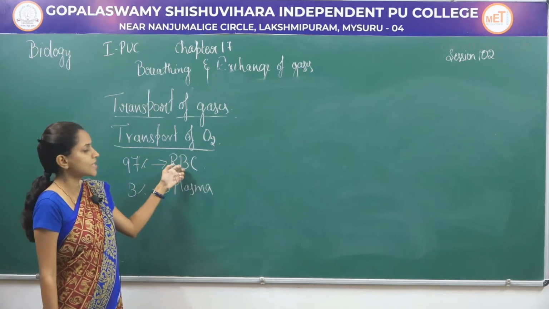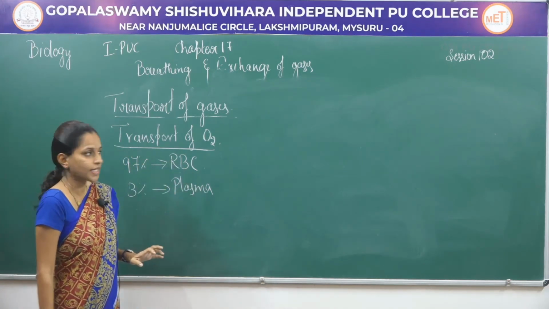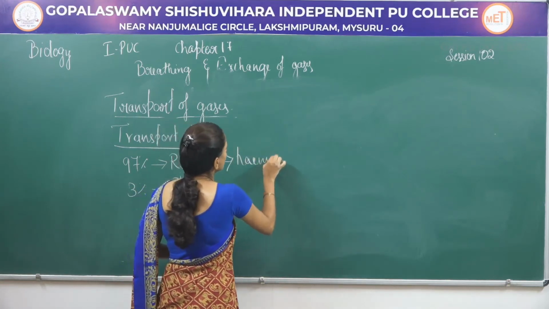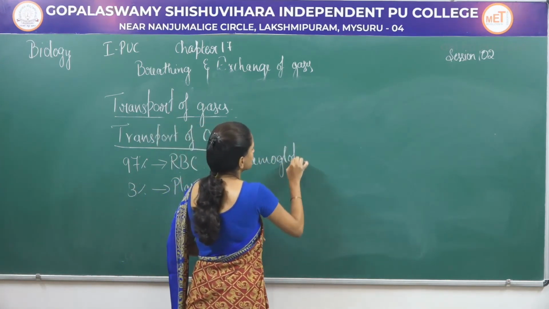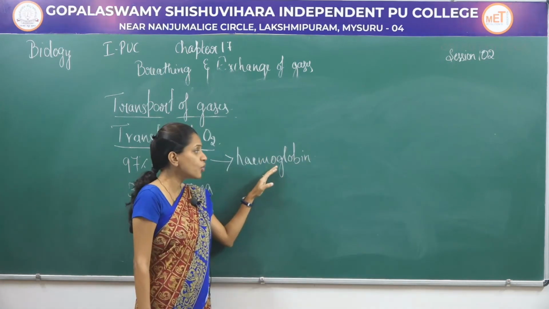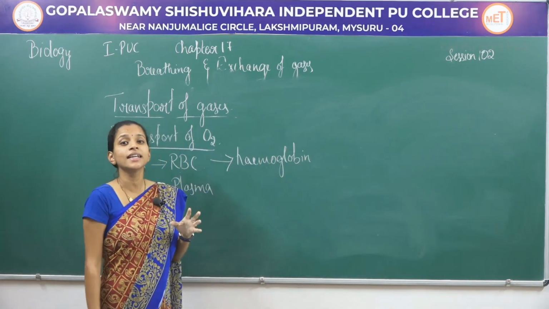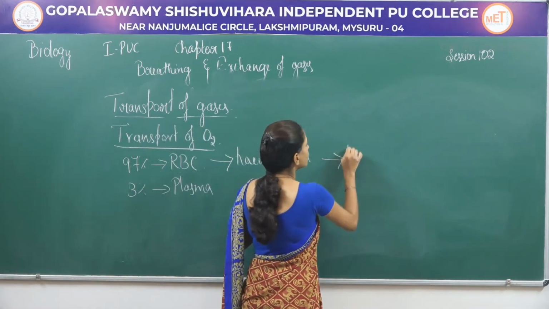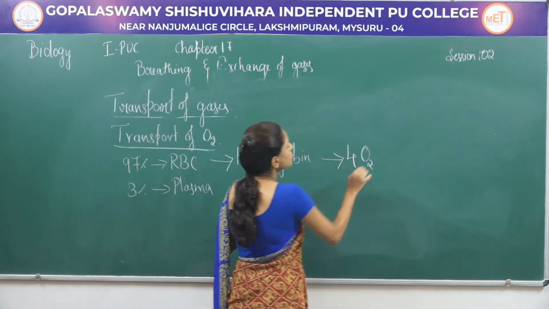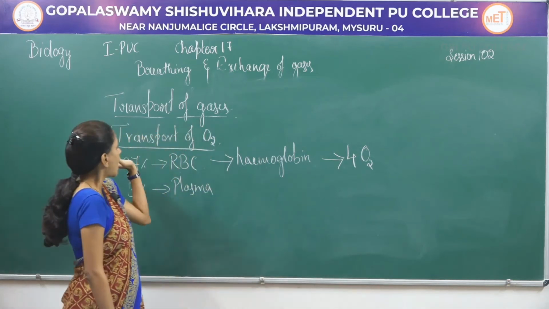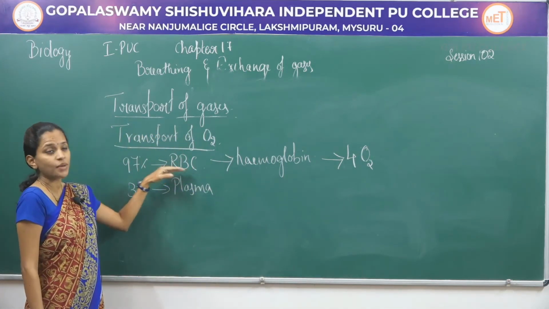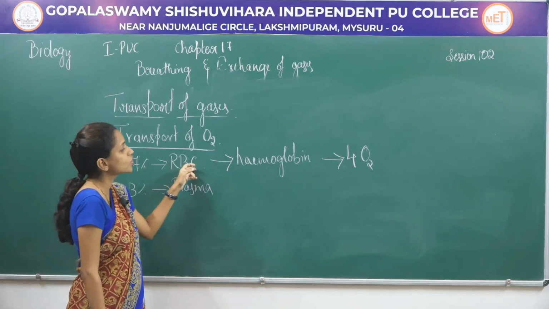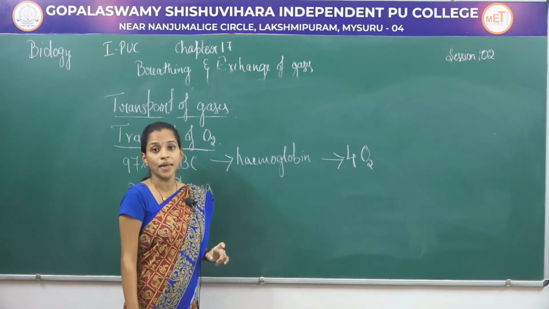Now how does the RBC take up the oxygen? RBC contains a pigment which is called hemoglobin. This hemoglobin in the RBC cell contains iron molecules. So each RBC cell can trap almost 4 oxygen molecules. RBCs carry about 97% of the oxygen present in the blood, and that is due to the presence of the hemoglobin pigment.